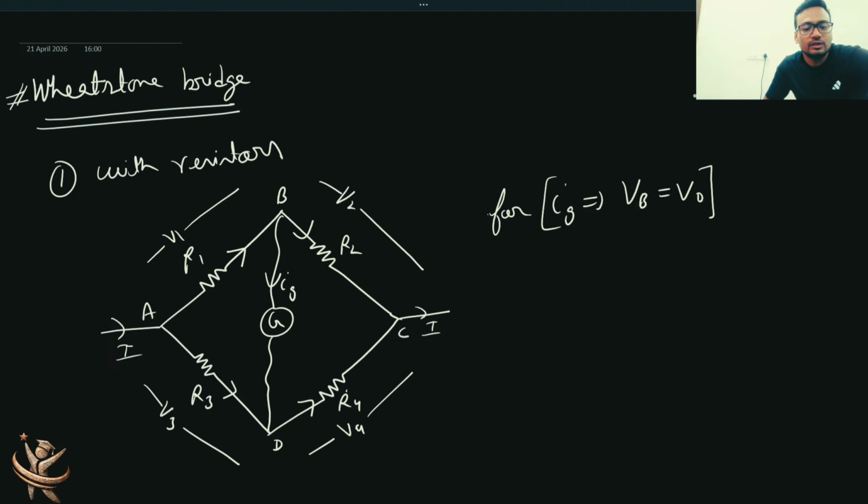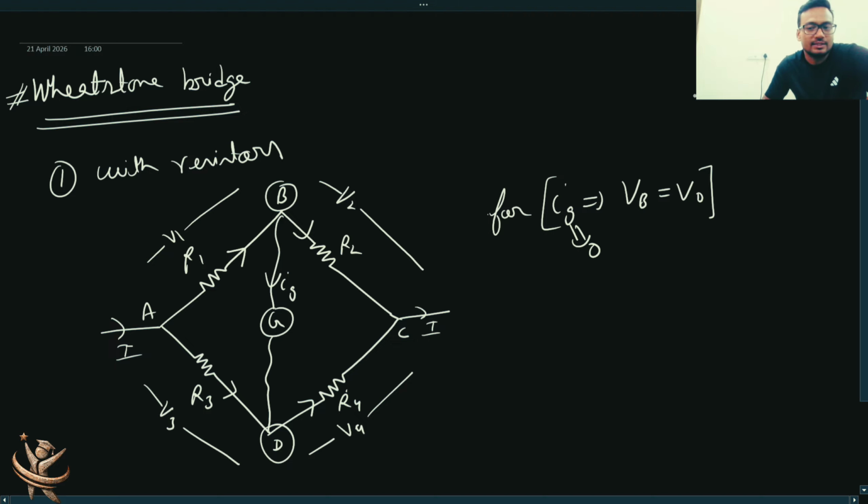V1, V2, V3, V4 are the potential differences across each resistor. Now under balance situation, potential at B must be equal to potential at D. That is the reason you are getting Ig equal to 0. This Ig has to be 0. How do we find the condition for the balanced case here?